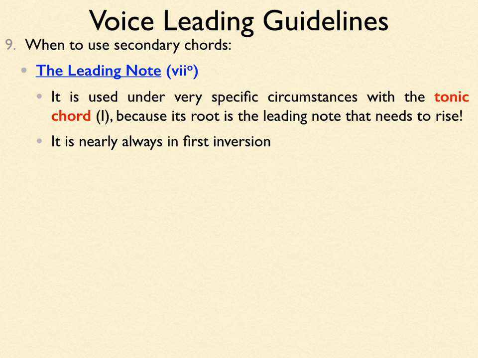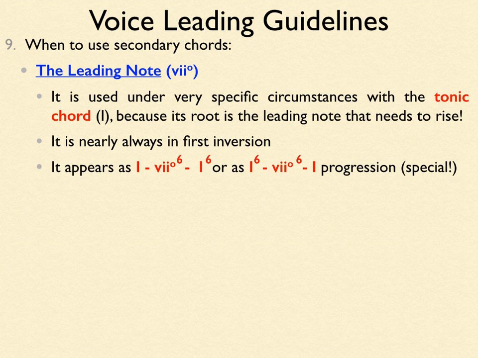So it's nearly always in first inversion, and it can appear in a couple of very special progressions, so please don't get frightened by this just yet. These are just quite common chord progressions called a passing 6-3. We'll deal with them much later on, but I'm just introducing them now to be a bit comprehensive with dealing with secondary chords. So I'm not expecting you to understand this just yet, but we will come to it in later slides. So again, just put it on the back burner for now.